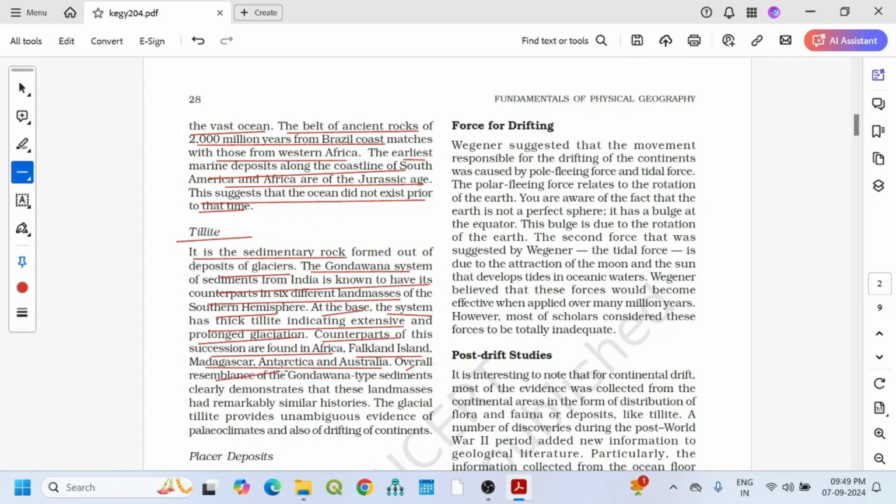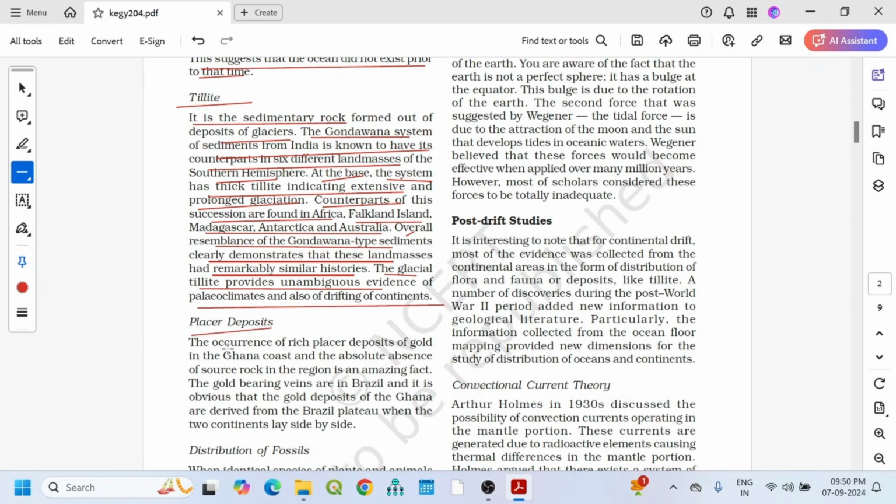Overall, the resemblance of the Gondwana-type sediments clearly demonstrates that these landmasses had remarkably similar histories. The glacial tillite provides unambiguous evidence of paleoclimatic conditions and also of the drifting of continents.